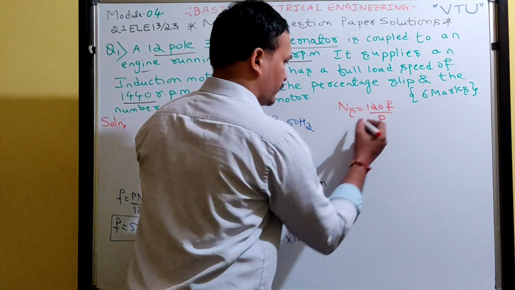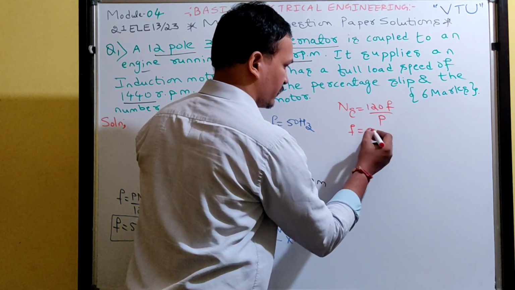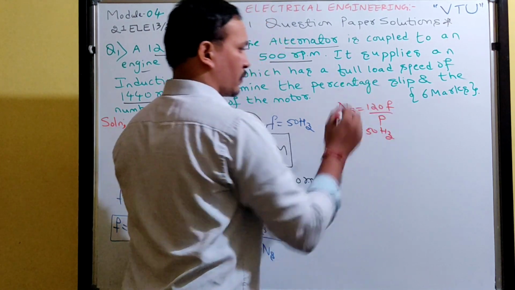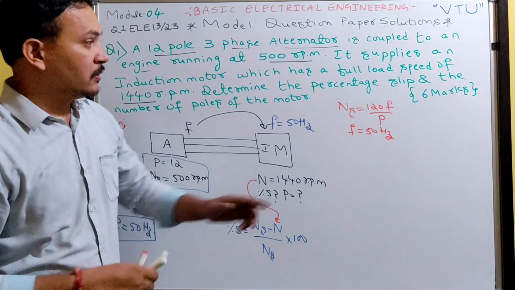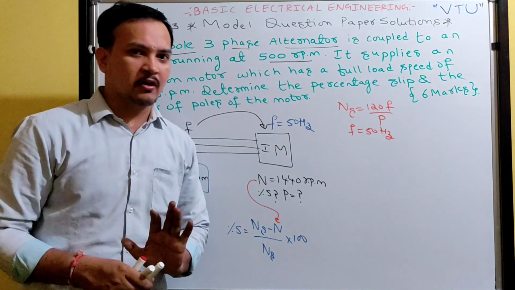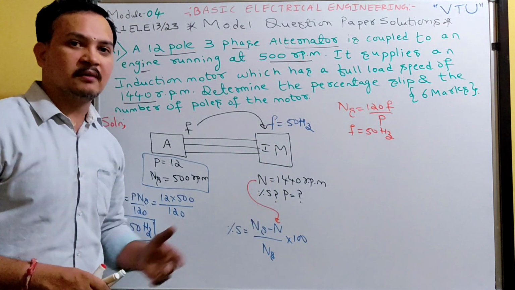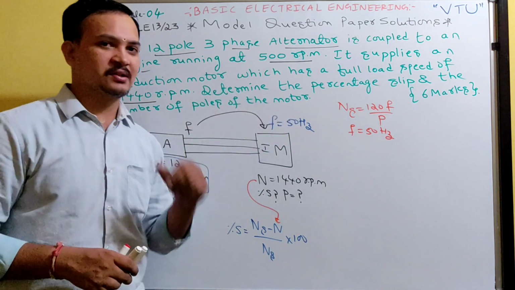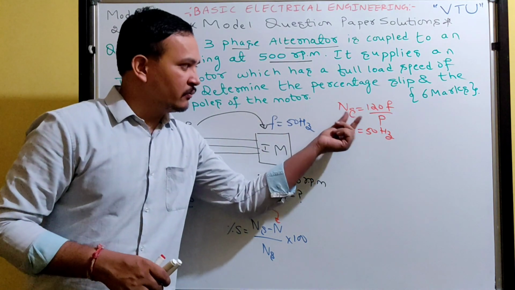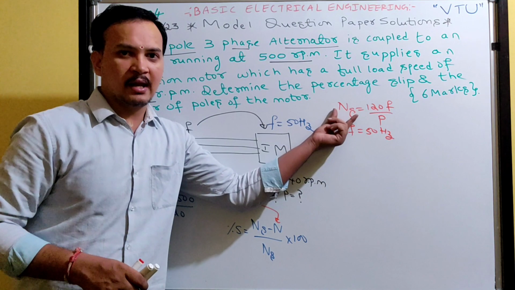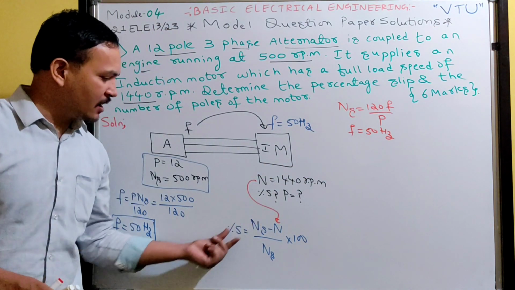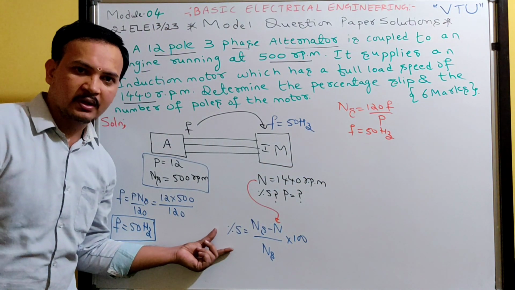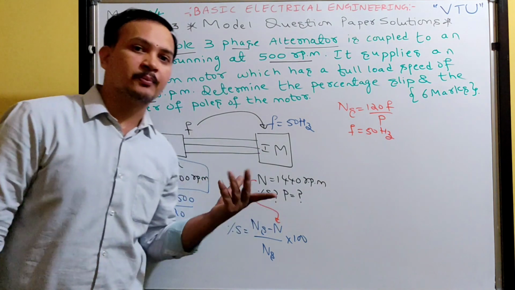So now the frequency is given. How much? 50 Hertz. Okay, now find Ns. To find Ns, I need the number of poles. Poles is not given here. Then how to find Ns? Without knowing poles, I cannot find Ns, and without knowing Ns, I cannot find percentage slip. Then how to proceed with the problem?